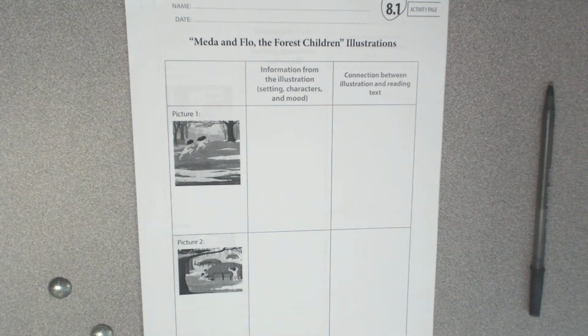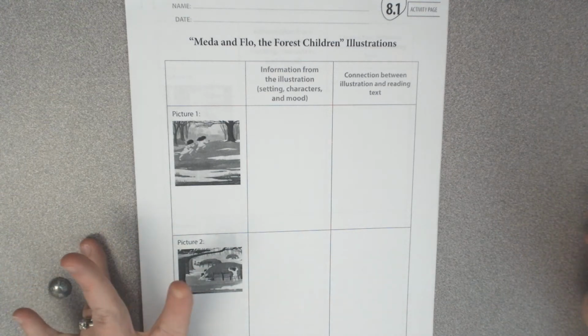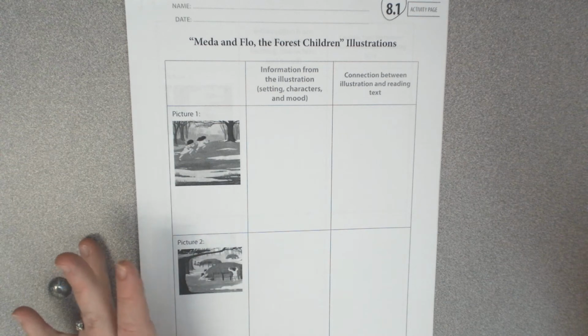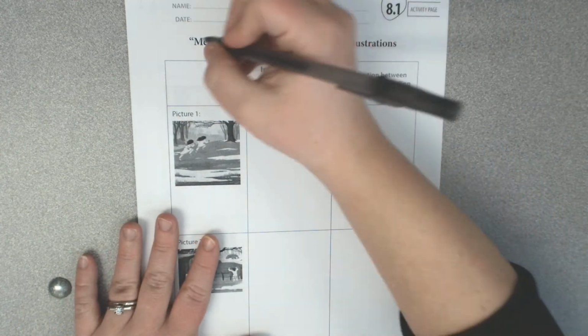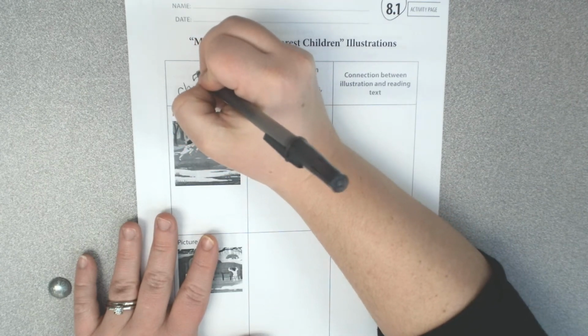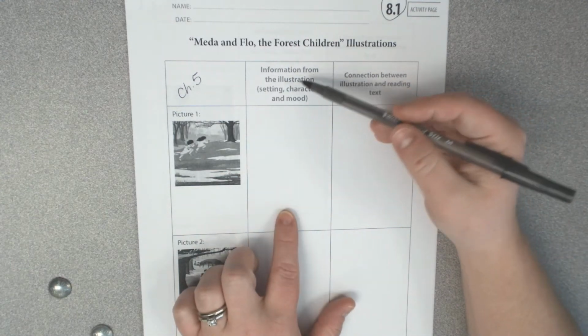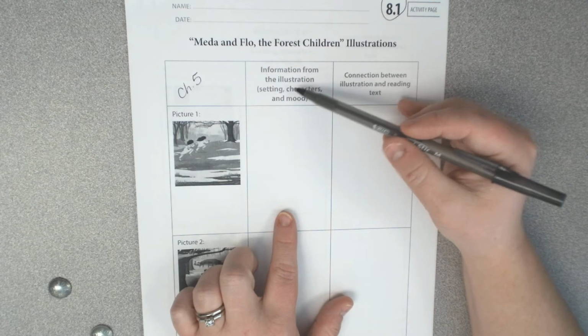So we're talking about our chapter. This is chapter 5, and it's talking about Meta and Flo, the forest children. Again, we're looking at illustrations and how they help us to better understand what we're reading, to give us some insight. So, information from the illustration, such as setting, characters, and mood.